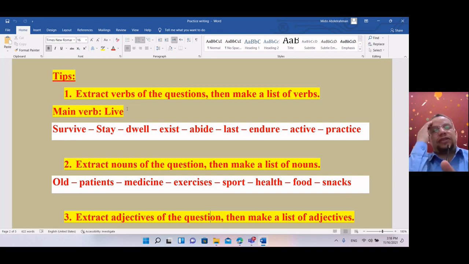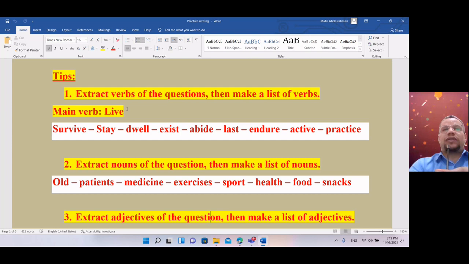Okay, how could you get ideas from these nouns? Look at the word snacks. Snacks, junk food for example, is not good for health. So you can use one idea like: those who don't live a long life, one of the reasons is eating unhealthy food like snacks or junk food. So an idea from one word.